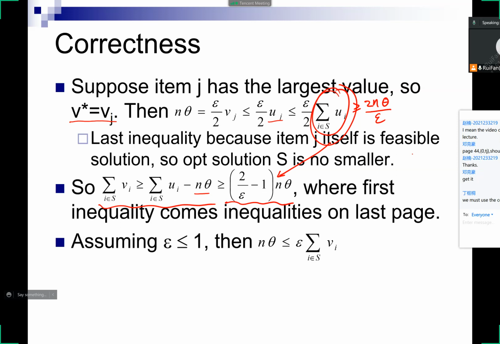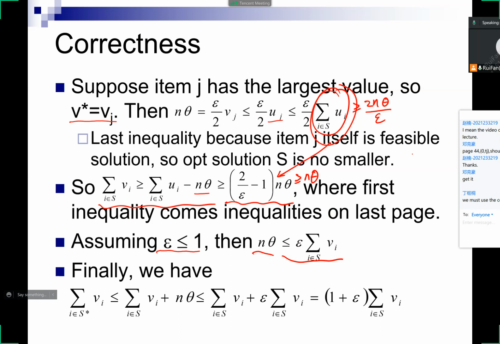So we're almost done here. Now we're going to assume that epsilon is less than or equal to 1, because usually you want epsilon to be very small. In that case, 2 divided by epsilon is going to be at least 2. Therefore this quantity here is going to be at least n times theta. And so what this means is that n times theta is no more than epsilon times the sum of all of these vi values over the set S.